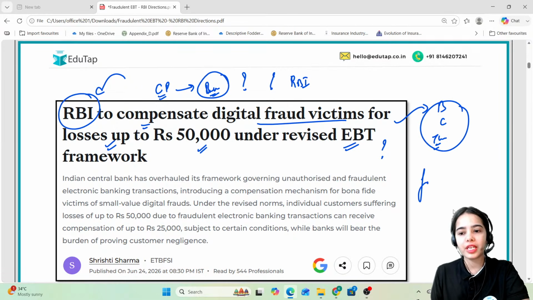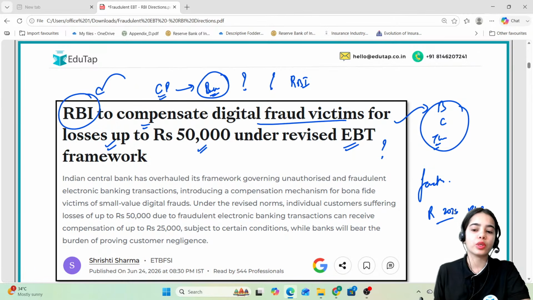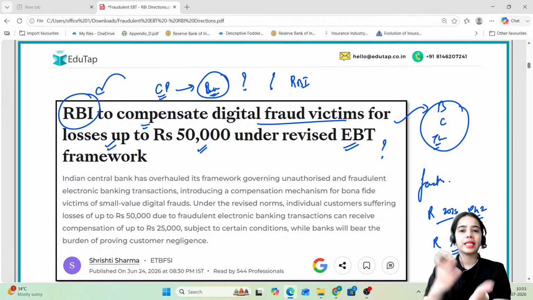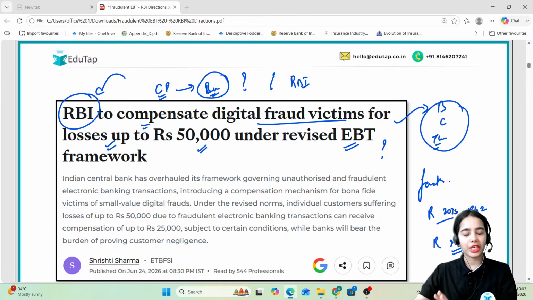The facts are very important from your RBI Grade B 2026 Phase 2 examination perspective, as well as from the RBI Grade B 2027 examination perspective, because you need to understand the change that the RBI has brought from the limited liability of the customers to customer protection. So we will discuss what change has happened.